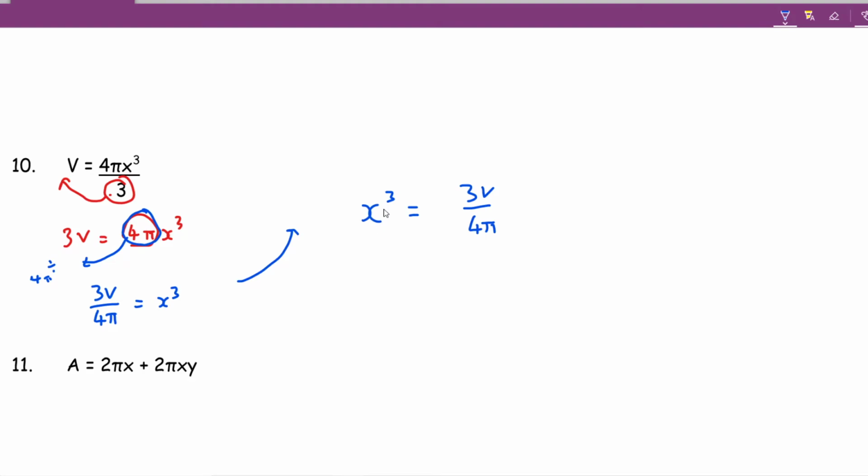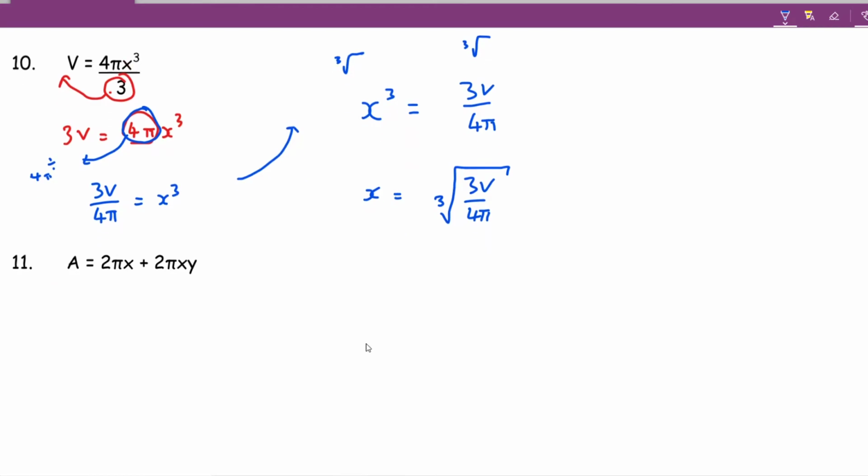Okay, so what is the opposite of cube? It is cube root. Cube root is like a square root with a 3 outside. So x would equal the cube root of 3v over 4 pi, with a 3 outside. That's the simplest form to write it in.